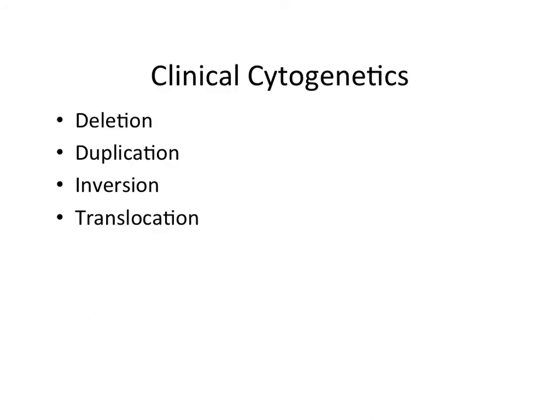Now, clinical cytogeneticists use FISH techniques and other techniques to identify 4 different types of issues that people can face with their chromosomes: deletions of DNA, duplications of DNA, inversions between chromosomes, and translocations between or within chromosomes. So we'll look at one example of each.